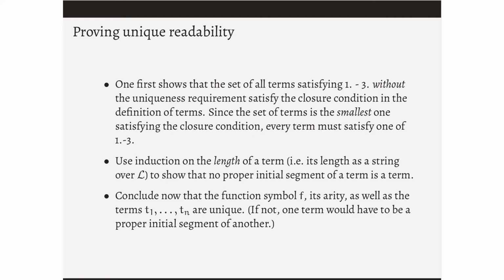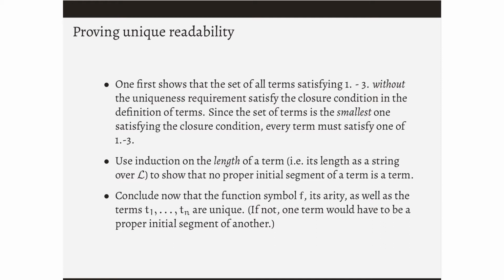Now let's think a little bit about how we would prove unique readability. And as usual, I encourage you, before looking at the outline here, to think a few minutes yourself how you would set out to prove this. The basic idea is that one first shows that the set of all terms satisfying these three conditions, 1, 2, 3, without the uniqueness requirement, satisfies the closure condition in the definition of terms. If you recall, the terms were defined using a closure condition, in the sense that they were the smallest set satisfying this closure condition.